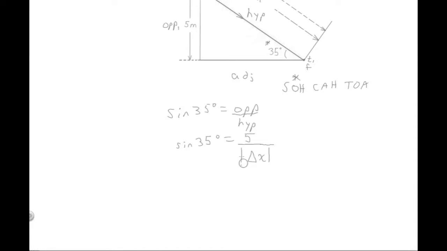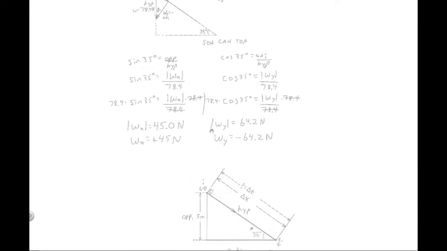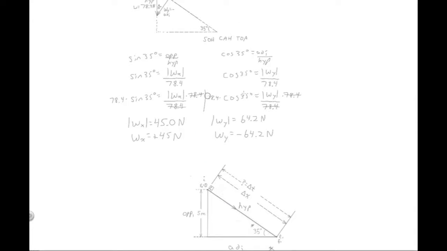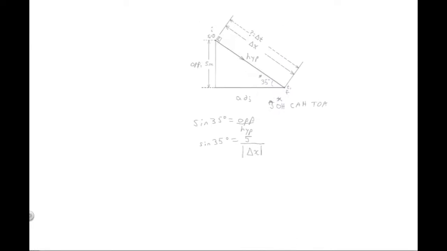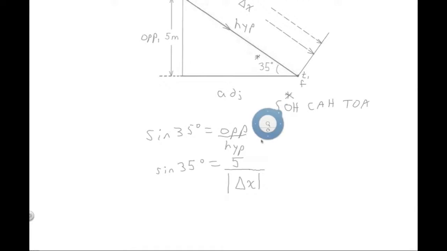But I think you should know how to get rid of denominators. We've seen how to get rid of denominators on many other earlier problems, including this one. You get rid of the denominator by multiplying by a denominator. We got rid of this 78.4 denominator by multiplying both sides of the equation by 78.4, so that's what we're going to do here.